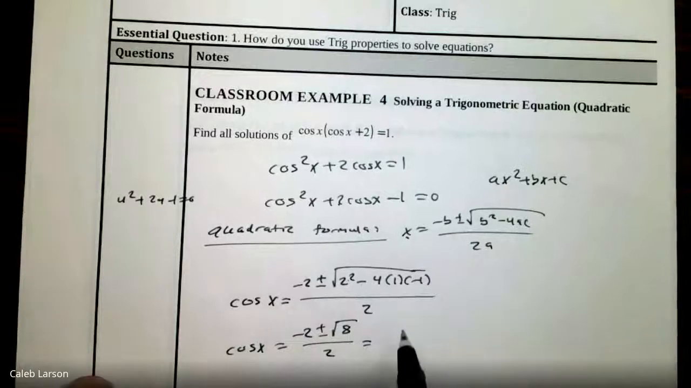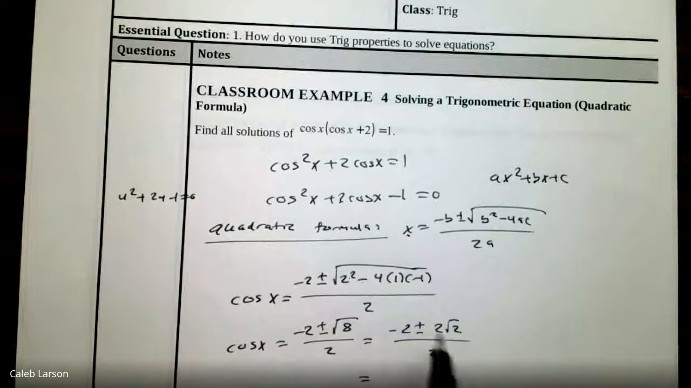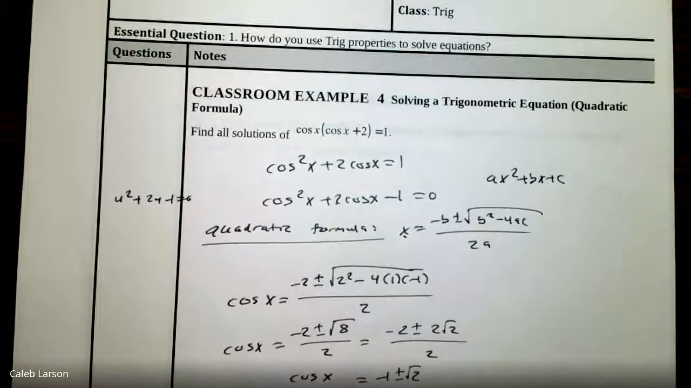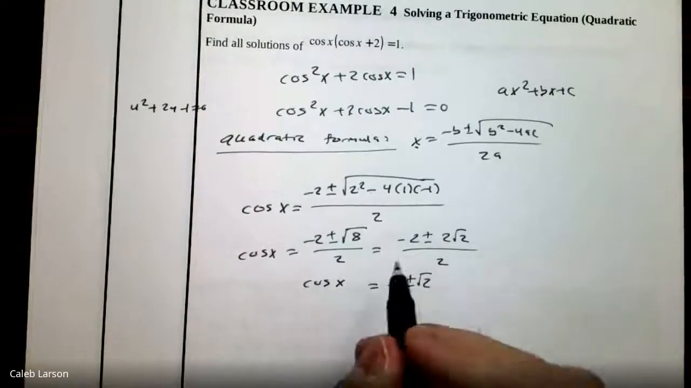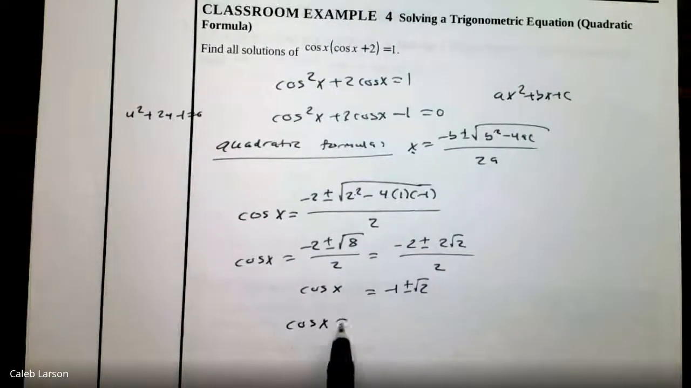How nice can we make this? So we have negative 2 plus or minus, this is 2 root 2 all over 2. So we divide everything by 2, and we get -1 plus or minus root 2. Those are our options, okay? Let's give a decimal form, because it's going to be a little bit easier to work with, otherwise we're going to have some really nasty answers. Because what we want here is to take the inverse cosine. So cosine of x is equal to, there's two options here.